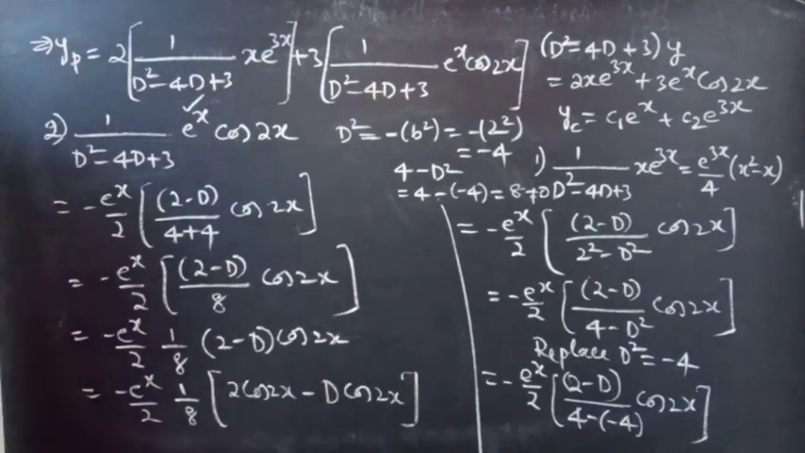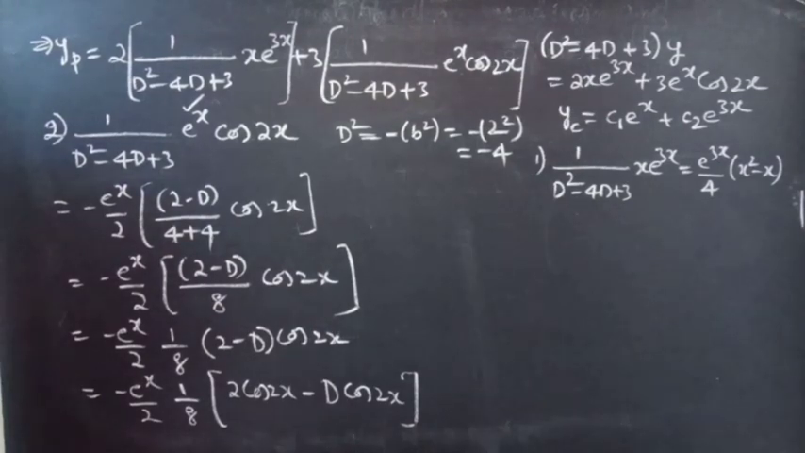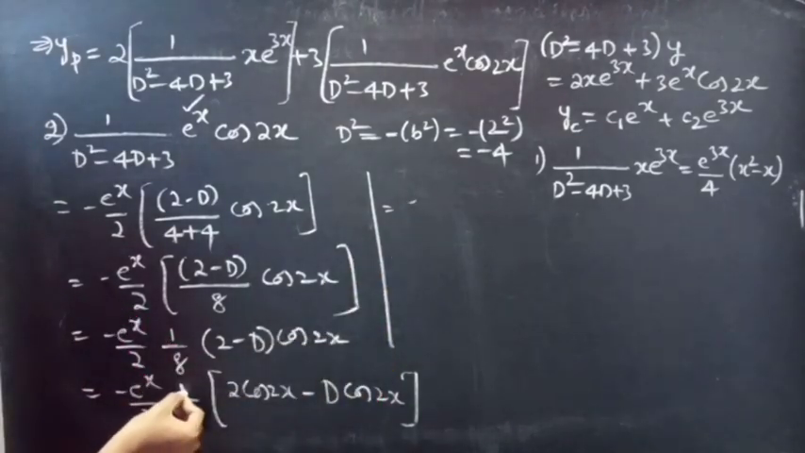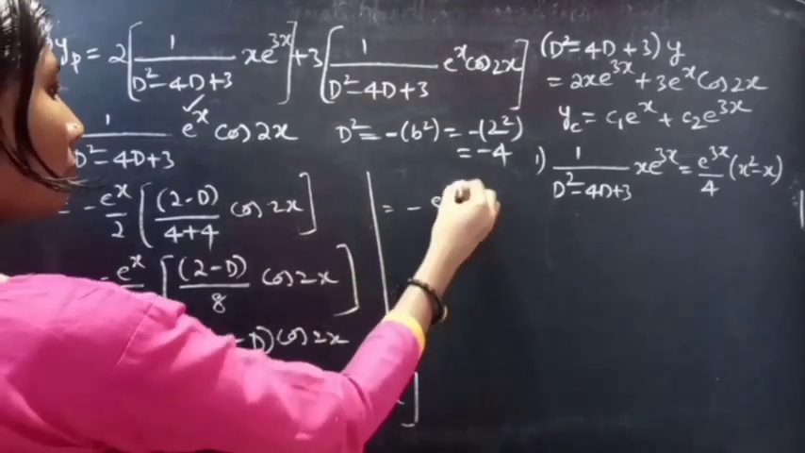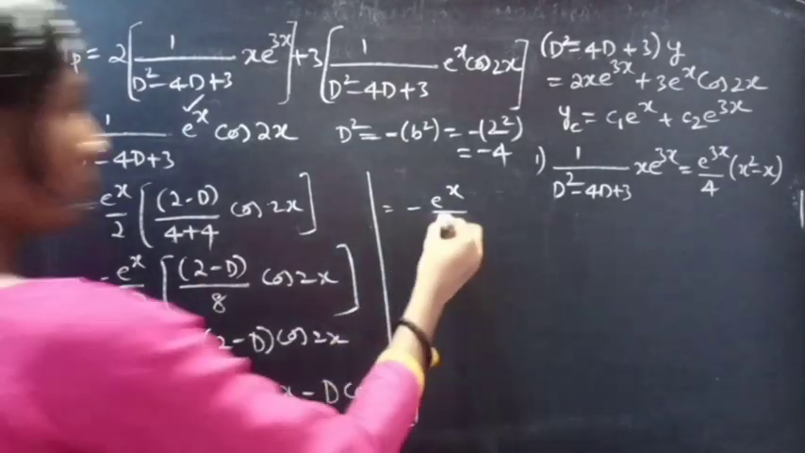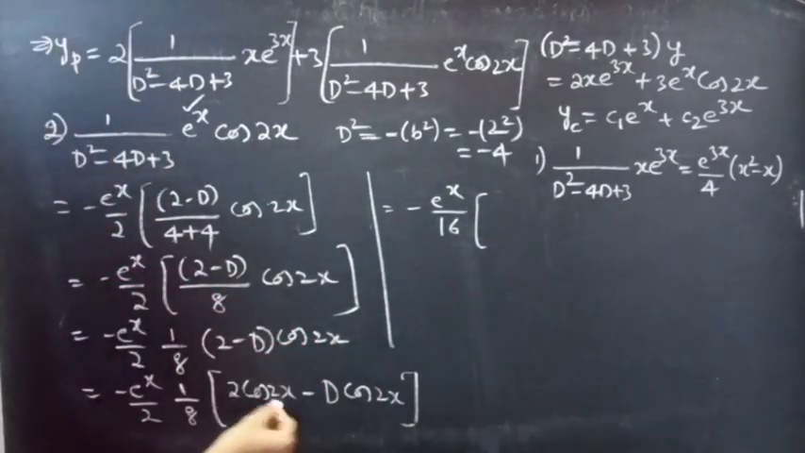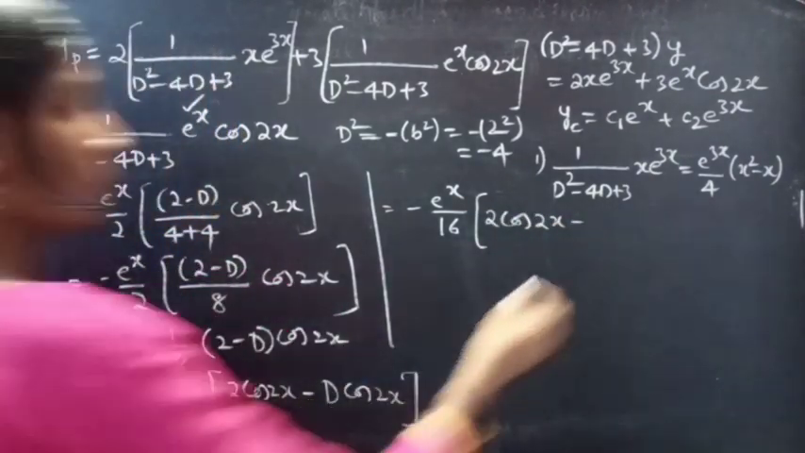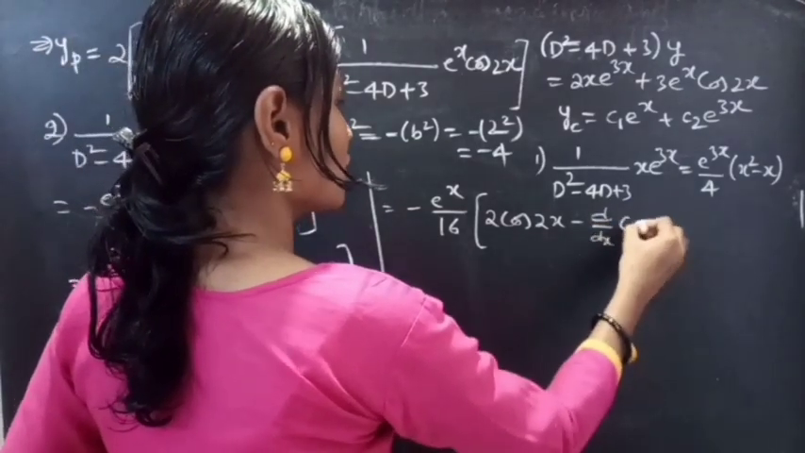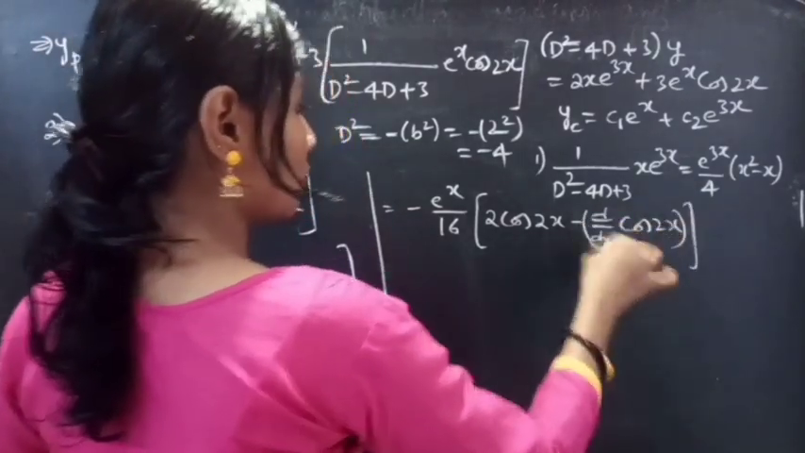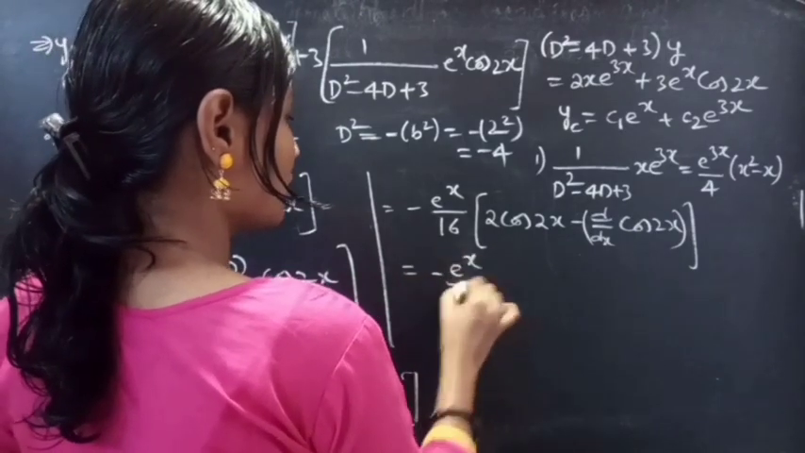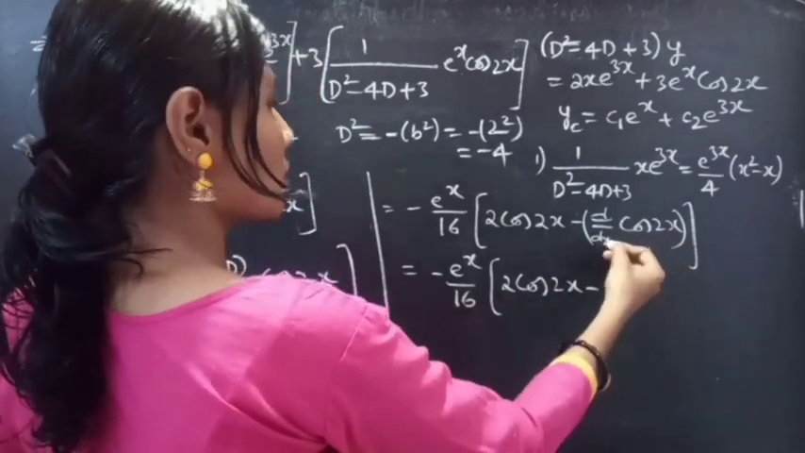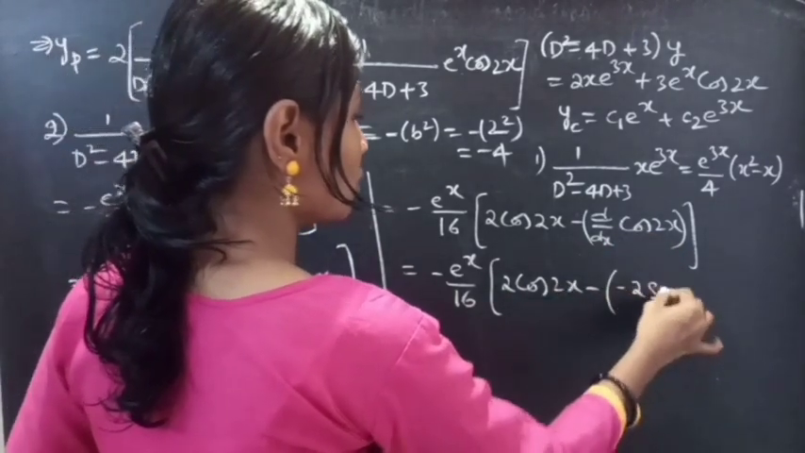We know that d is a differential operator. This becomes minus e power x into 1 by 2 into 8, 2 eights are 16, into 2 cos 2x minus, replace d by d by dx into cos 2x, equal to minus e power x by 16 into 2 cos 2x. Now find the derivative of cos 2x with respect to x. We'll get minus 2 sin 2x.